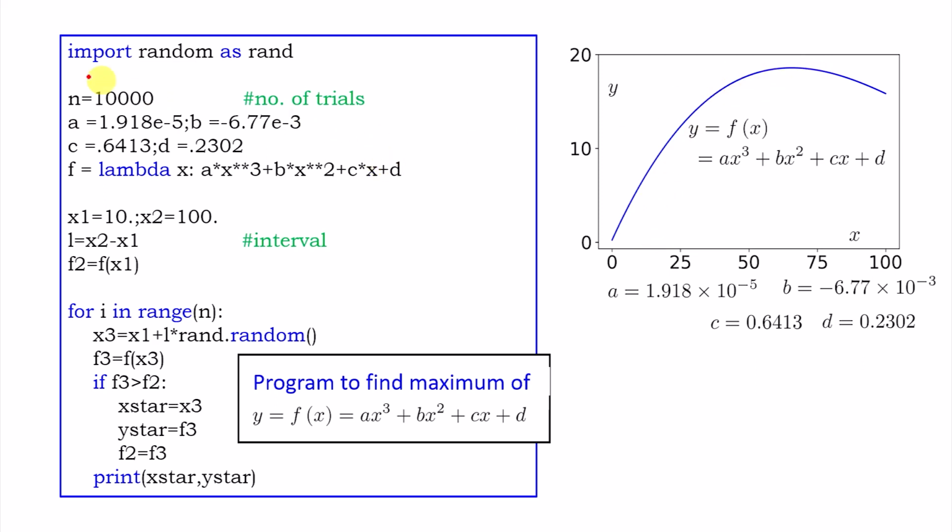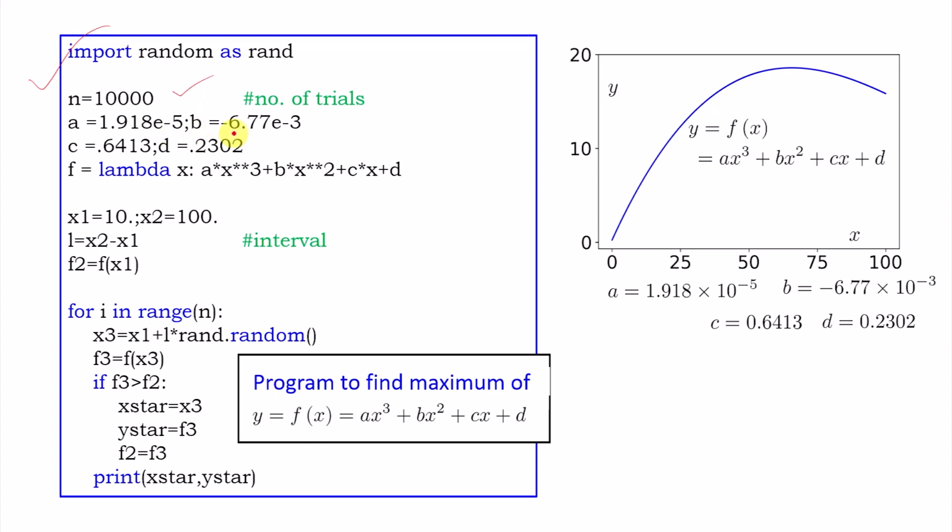So here we have a Python program. You can just write this program in your Jupyter notebook or any other Python editor, or you can go online and find a Python editor, Google Colab, etc. You will get more or less exactly the same result, because this is random, so there may be slight differences. Here I start with the number of trials. This many random numbers I'll generate and I'll check where the maximum comes.